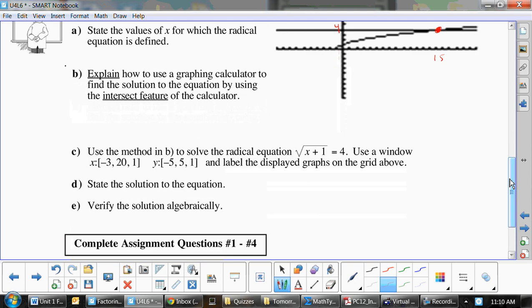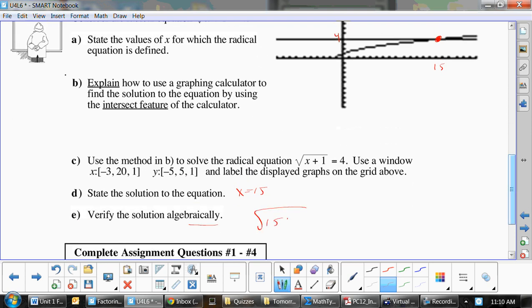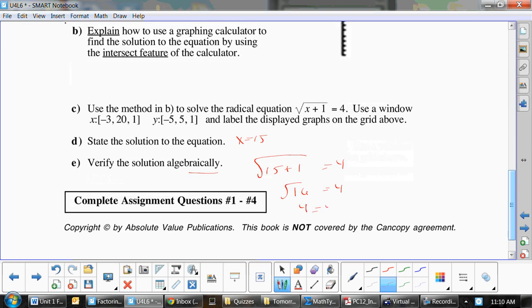So, state the solution. X equals 15. Verify it algebraically. Square root of 15 plus 1 is supposed to equal 4. Square root of 16 is supposed to equal 4. Square root of 16 is 4, equals 4. It works.